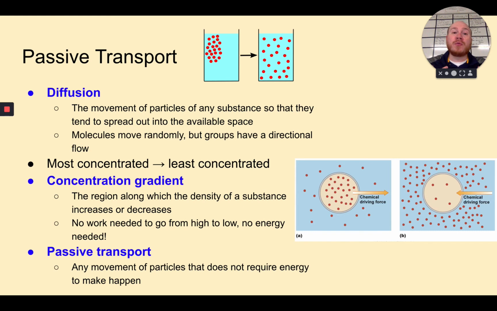The molecules move randomly, but groups have a directional flow, which means that particles will want to automatically spread themselves to be as far away from each other as possible. This is basic diffusion. And it always goes from most concentrated to least concentrated. So if you have a whole bunch of something, and I like to think of a whole bunch of smelly freshmen, and they're all clumped together, but they smell each other and they can't handle it. So they're going to spread themselves out as evenly as possible so they don't have to smell each other as much.